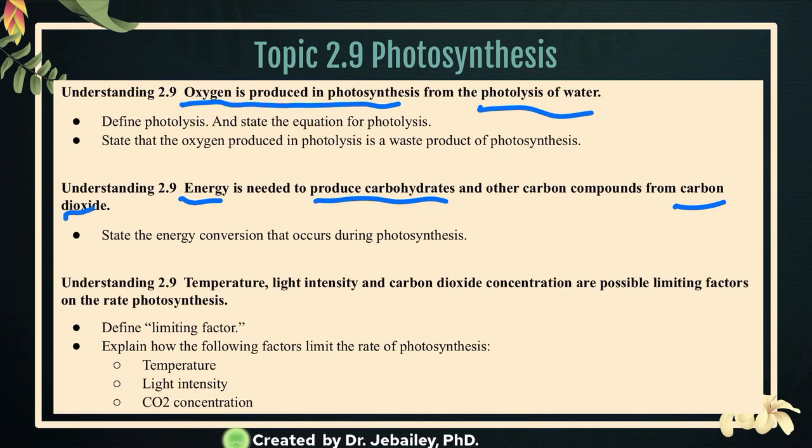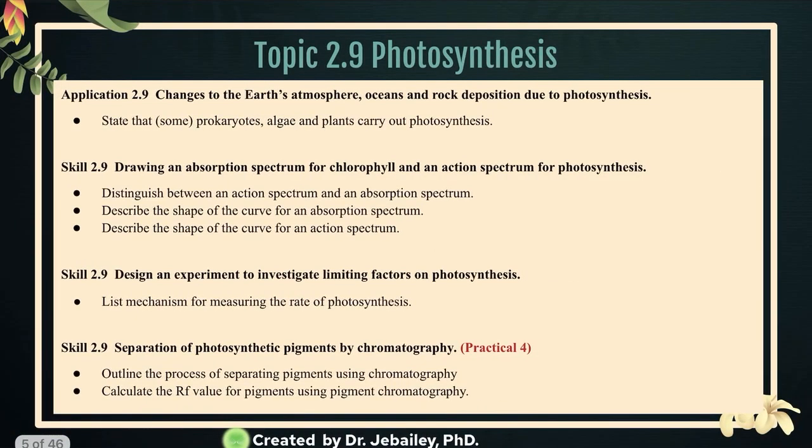And after you know the whole thing about photosynthesis, we're going to see different factors that can actually cause photosynthesis to go faster or slower, such as the temperature, light, and carbon dioxide. We're going to look at these three factors and how they manipulate photosynthesis. We're also going to talk about the changes of the Earth's atmosphere, ocean, and rock deposition due to photosynthesis throughout life. You should be able to draw, for example, the action spectrum as well as the absorption spectrum.